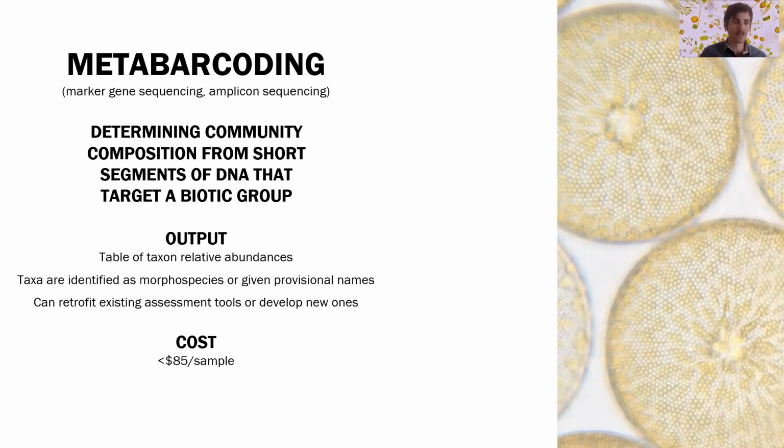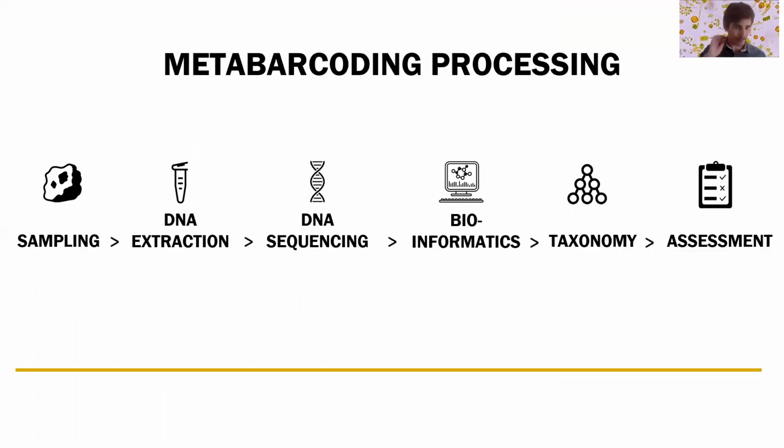Then once you have a count table with morphospecies names or provisional names, you can either use existing assessment tools with these DNA counts, or develop new assessment tools using DNA data. And this all costs, from processing your samples all the way to getting your count data, less than $85 per sample for most labs, and potentially much cheaper depending on the lab's capabilities.